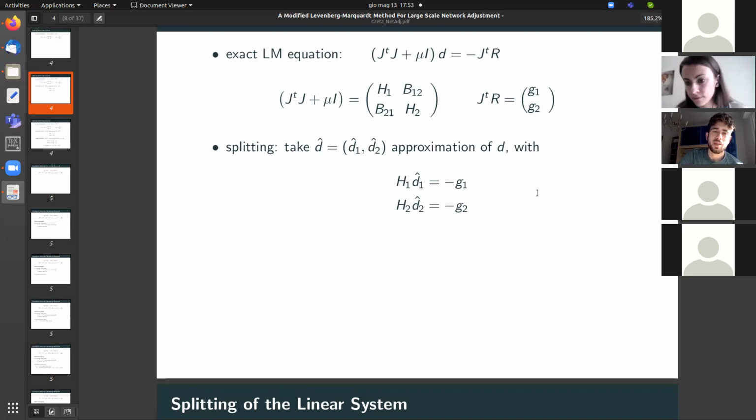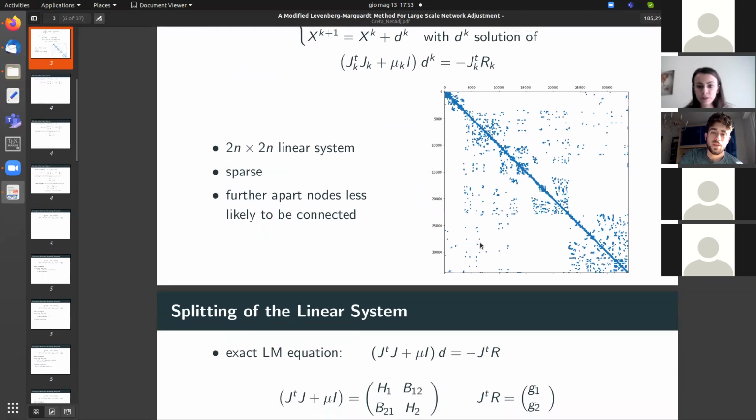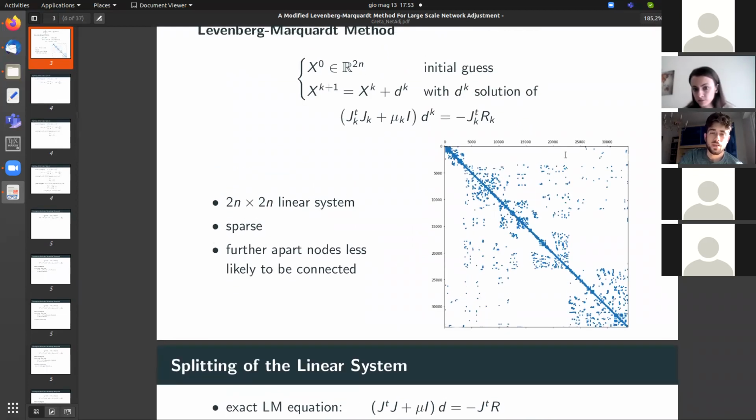The one that you have at the beginning. So. Okay, so the splitting. So what in this matrix would be the diagonal blocks, but yes.